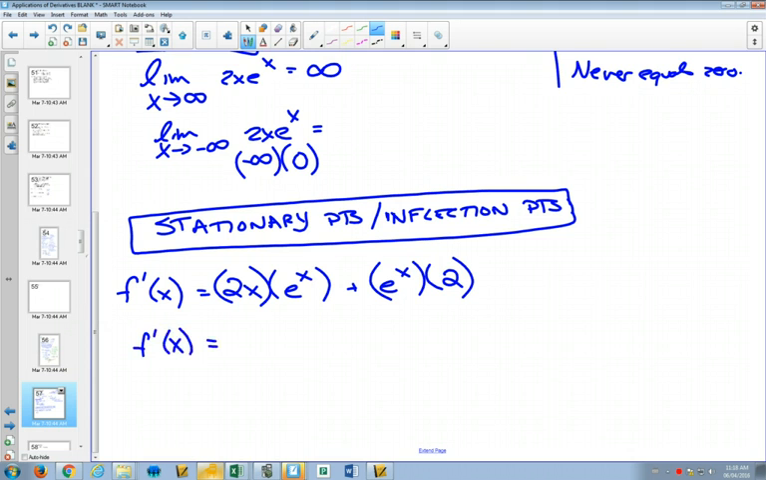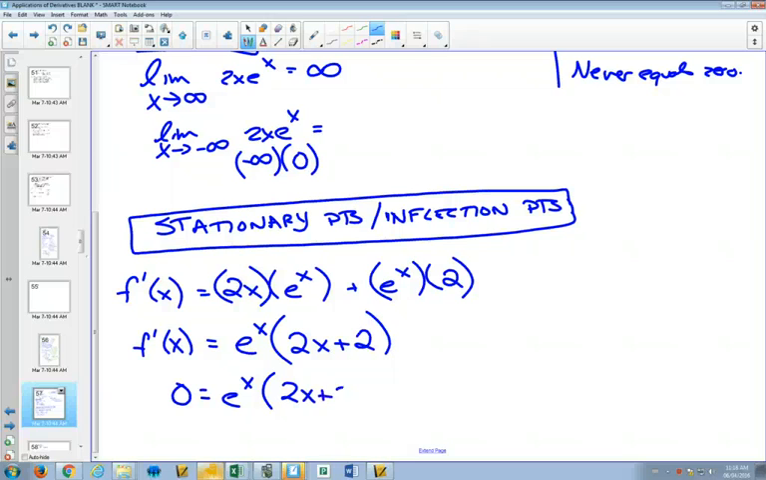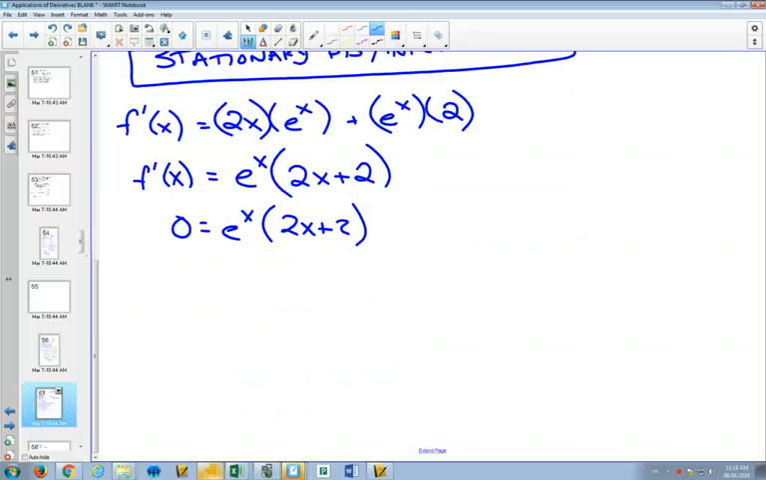Before I set this equal to 0, I notice that there's an e to the x in common in both of these. I'm going to factor that out. And now that I set it equal to 0, again, we talked about this before, this part is never 0. But this part would equal 0 if x were equal to -1.